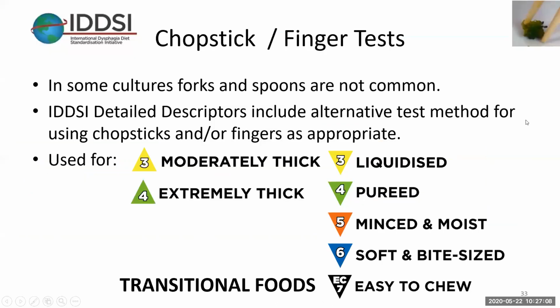IDDSI is a global standard, and it was developed to meet the needs of all ages, all cultures, and it was developed with an awareness that different utensils and fingers may be used for eating throughout the world. So you will find alternative testing options using chopsticks and or fingers in the detailed descriptors for each level as appropriate. These alternative options can be found for levels 3, 4, 5, 6, and level 7 easy to chew, as well as transitional foods.